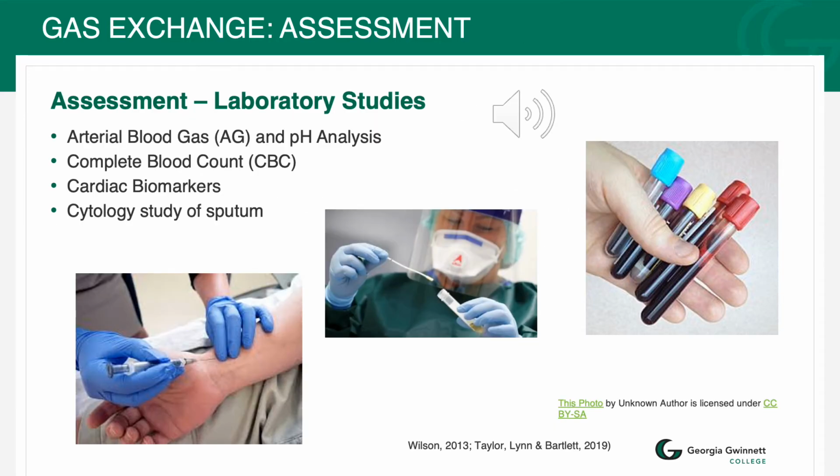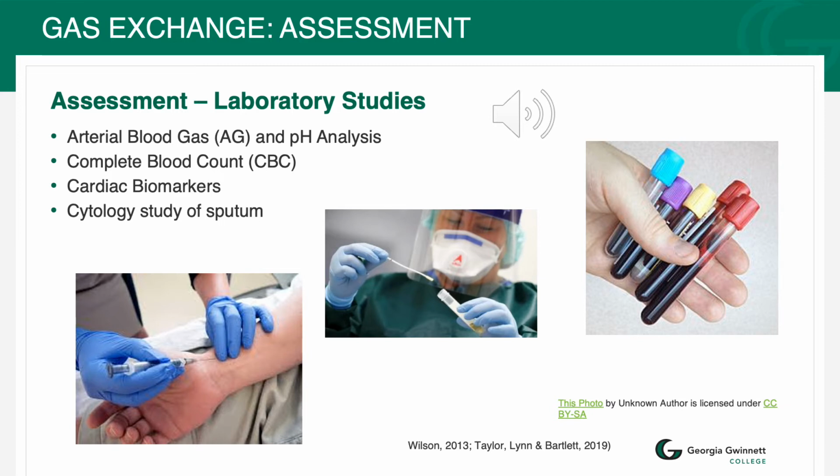So continuing with your assessment, we're going to look at some common laboratory studies that will assess our patient's gas exchange efficiency or their oxygenation. One of the very most important ones is called an ABG, or an arterial blood gas. There's a picture here on the left of the healthcare provider inserting the needle into the artery. You obtain some blood from the artery, and this measures the arterial oxygenation and the carbon dioxide level. Also the pH, the acidity of the blood.